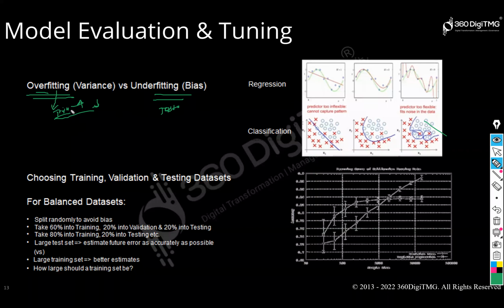When my training accuracy is high and testing accuracy is less, that is called overfitting. When my testing accuracy is high and training accuracy is less, that is called underfitting. It's called bias. You can see that in this data.